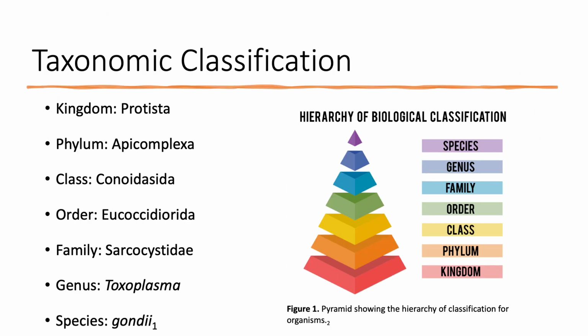Here we will be going over the taxonomic classification of Toxoplasma gondii. Very briefly, taxonomy is the system of naming and classifying different organisms based on a hierarchy. For this parasite, its kingdom is Protista, its phylum is Apicomplexa, it is in the Conoidocida class, in order Eucoccidiorida, in the Sarcocystidae family, and its genus is Toxoplasma and species is gondii.